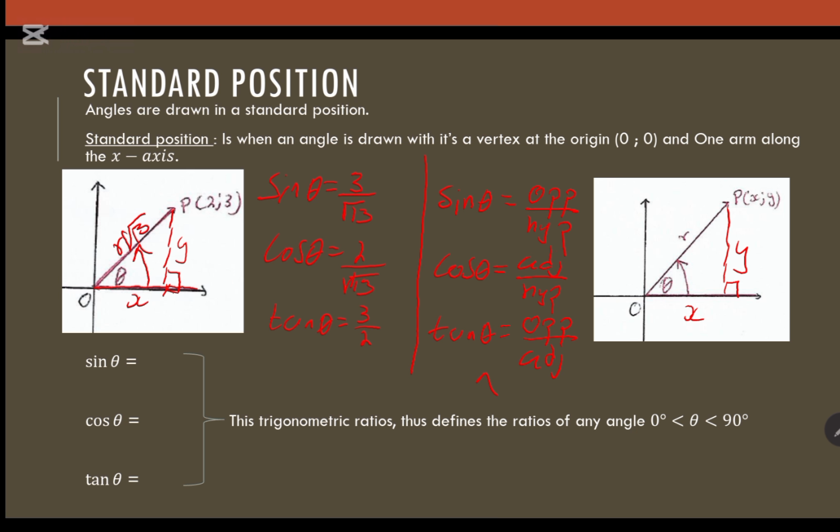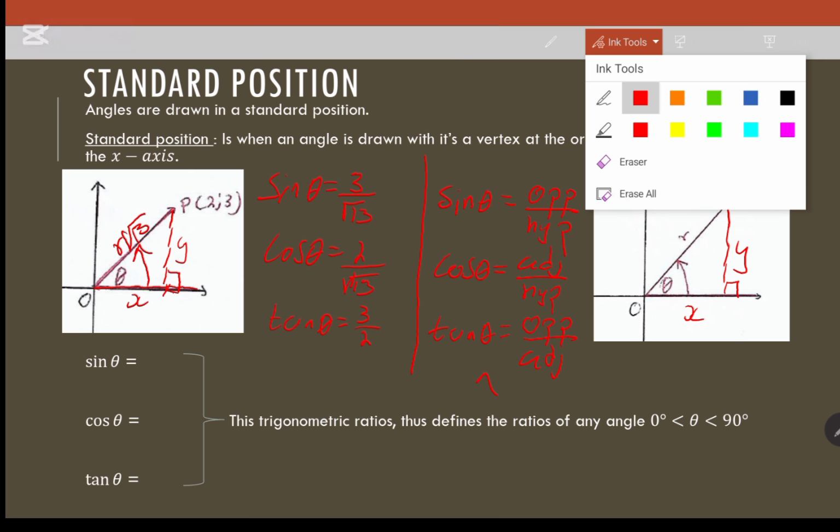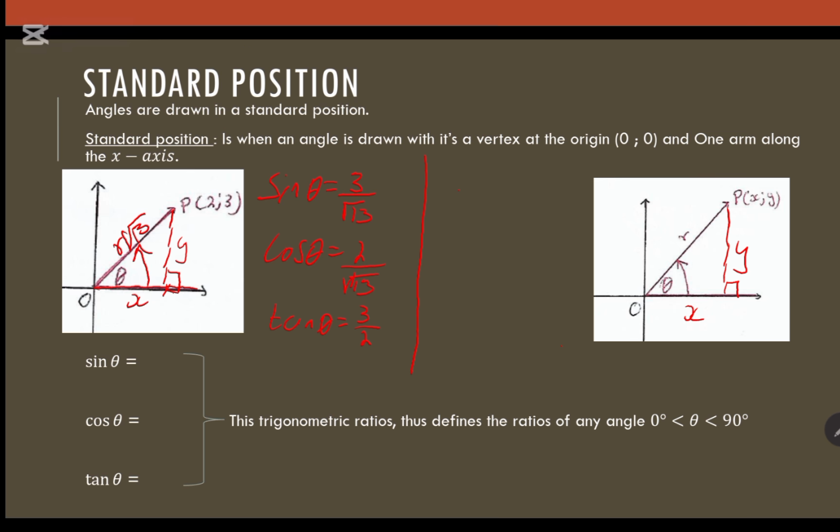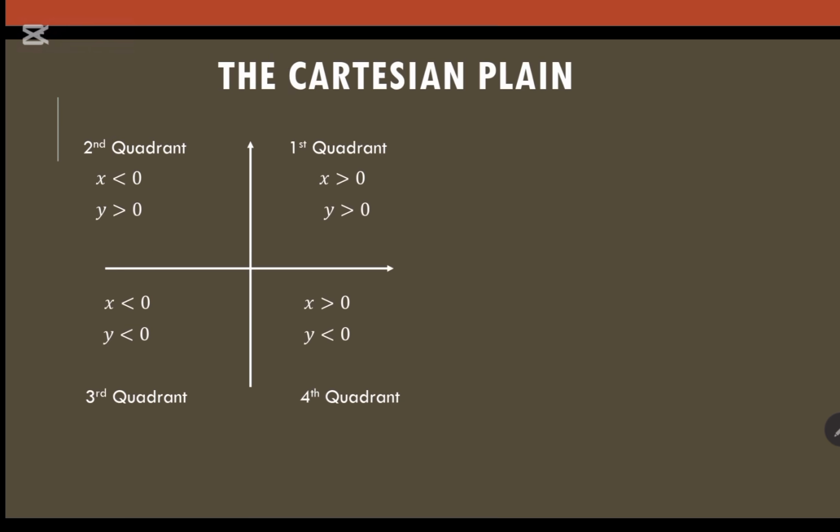Now, I believe they remember this. They did this work in grade 10 extensively, so they wrote the exam with this work. Now we say the ratio of sine theta says the length of the side opposite to theta over r, and that length in this case is y. So this will be y over r, and this will be x over r, and the last one will be y over x. So this is the basic concept of trigonometry that the learners learned in grade 10. Now, let's go and look at the Cartesian plane.